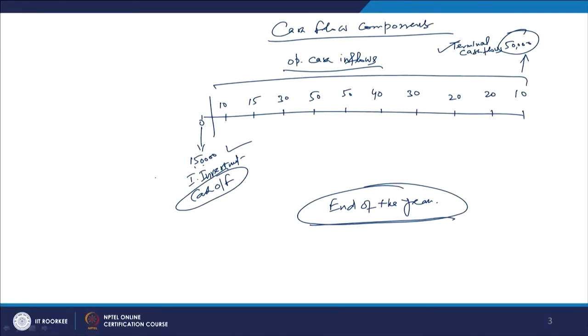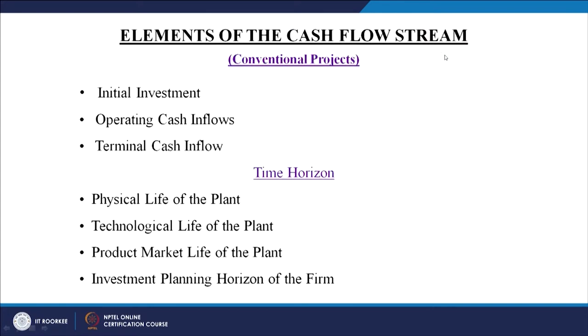Now we talk about the elements of the cash flow stream. In the previous class, we discussed one structure, and that structure is here. I talked about three things: the cash outflow, operating cash inflow, and then the terminal value. These are the three important elements of the cash flow stream: the initial investment required to build the project, operating cash inflows coming over a period of time, and the third important thing is the terminal value of the project.